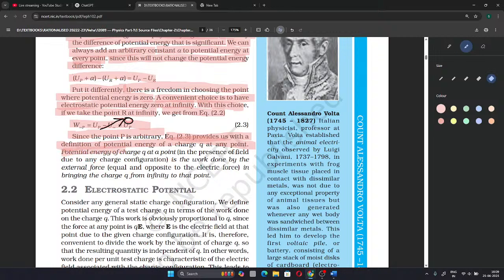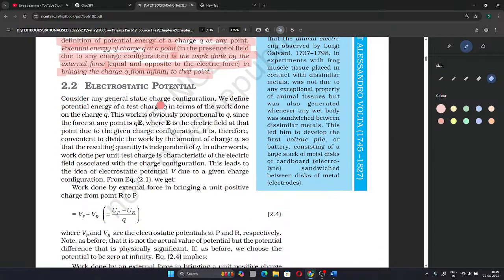Potential energy of charge Q at a point in the presence of a field due to any charge configuration is the work done by the external force, equal and opposite to the electric field, in bringing the charge Q from infinity to that point. The work done in bringing a charge Q from infinity to that point will be the potential energy, or the change in potential energy. Electrostatic potential.